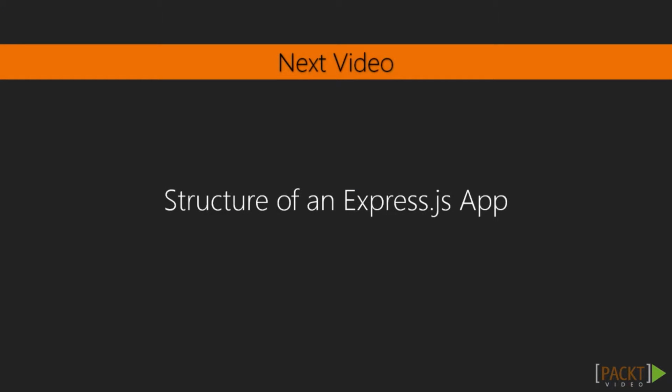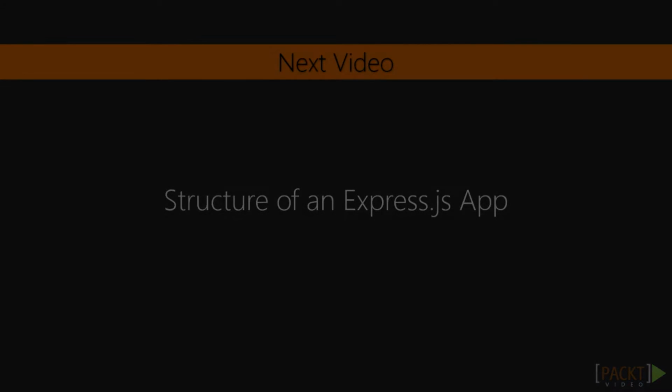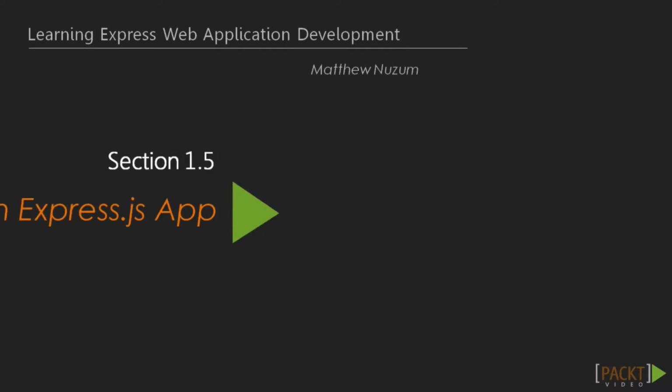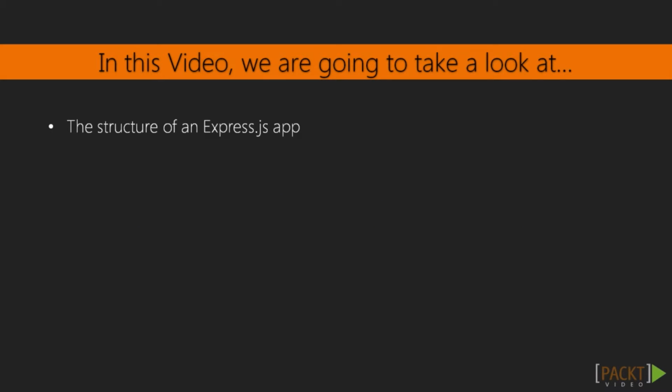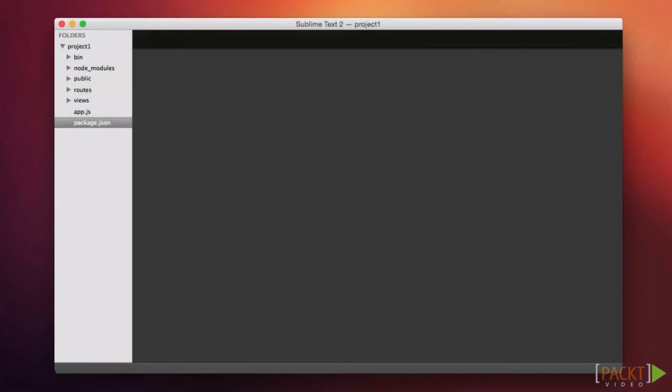In the next video, we'll look at the code that makes all of this happen. Let's take a look at the structure of an Express.js app. You've probably noticed that our application has a lot of files. Most of these can be ignored as simply the magic of Express.js, but some of them will be important as we continue on and customize our project.